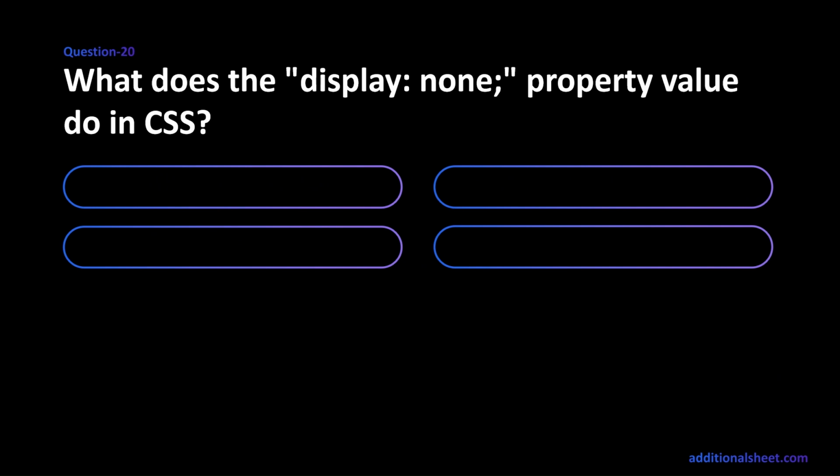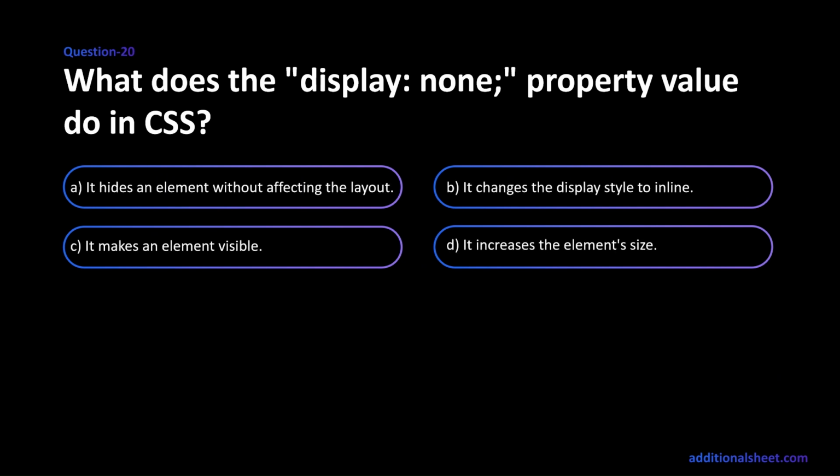Q20. What does the display: none property value do in CSS? Options are: A. It hides an element without affecting the layout. B. It changes the display style to inline. C. It makes an element visible. D. It increases the element size.